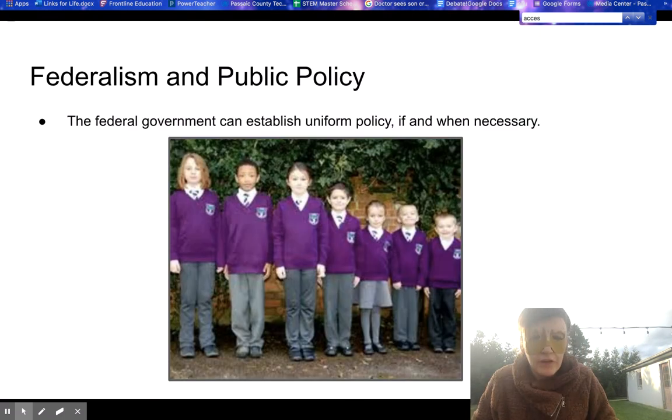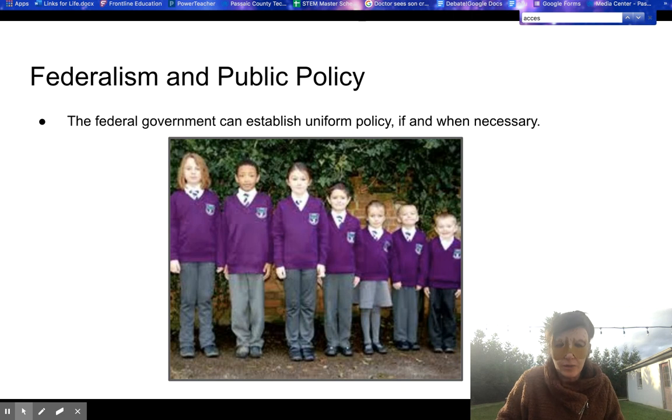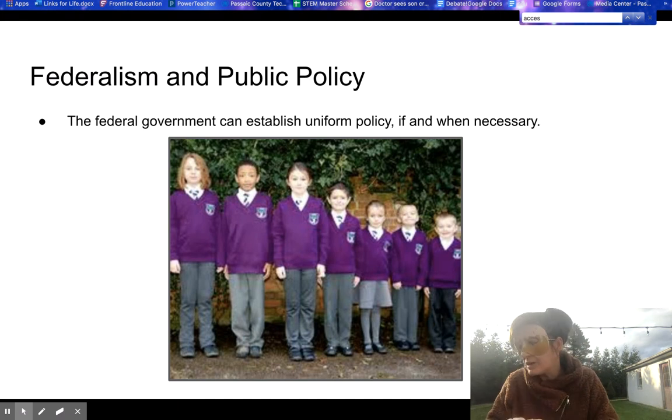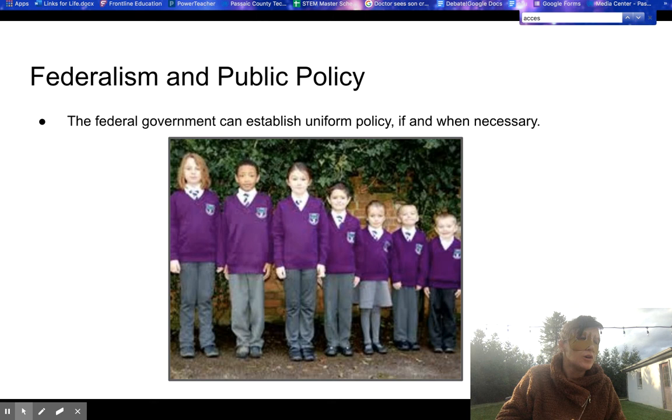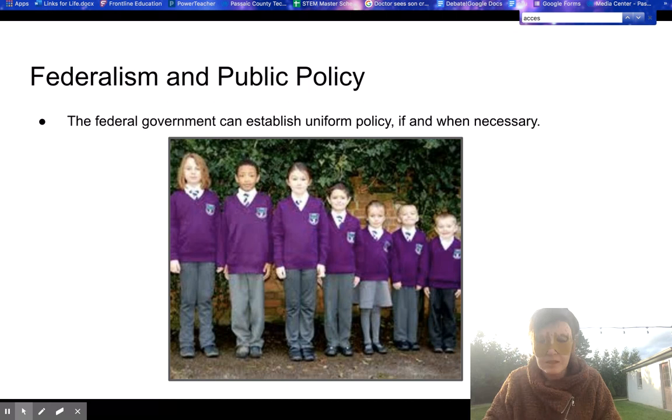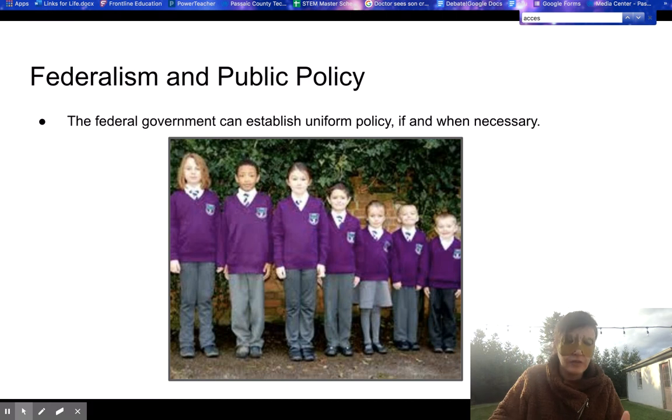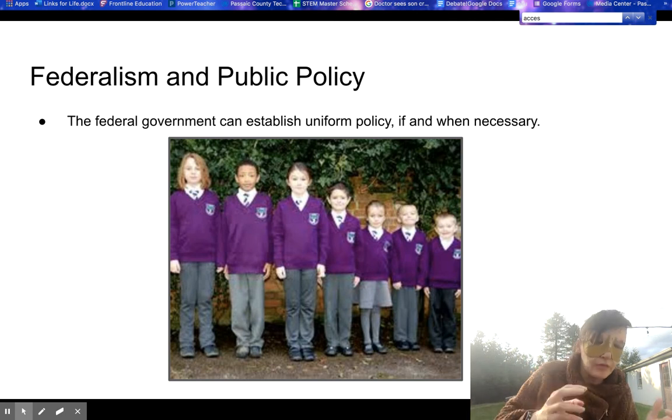All right. Now, federalism and public policy. Here's another example. The federal government can establish uniform policy if and when necessary, right? Sometimes New Jersey and Iowa and California have very different needs, but sometimes they all need the same thing. Sometimes the federal government's like, listen, this is policy that you all need right now. You're all having problems with paying mortgages. You're all having problems with some sort of toxic fume, or who knows what it is. This is something you all can benefit from. You're all going to benefit from wearing this purple V-neck sweater. So I'm going to give every state a purple V-neck sweater.